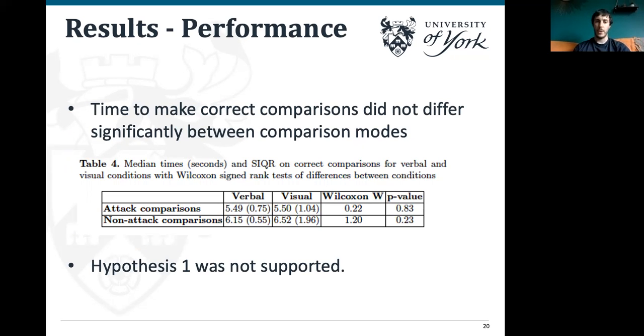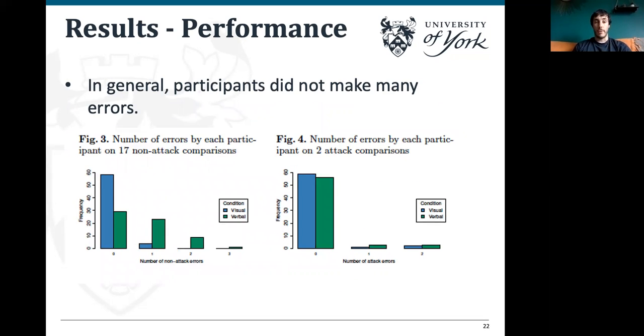Now, in terms of performance, the time to make correct comparisons did not differ significantly between comparison modes, with the summary statistics and test statistics shown in Table 4, and so hypothesis 1 was not supported. In terms of errors, in general, participants did not make many errors. Figure 4 shows the number of errors made in the attack cases in the visual and verbal conditions, and really this just shows that there were not many errors, and that was in part due to the design of the attack conditions, which I will mention in a future slide.